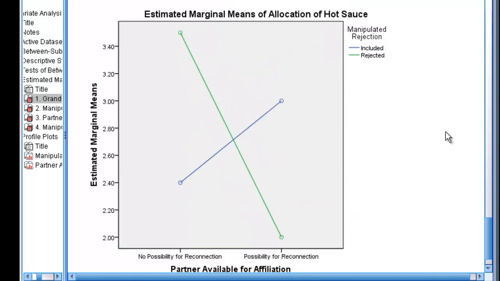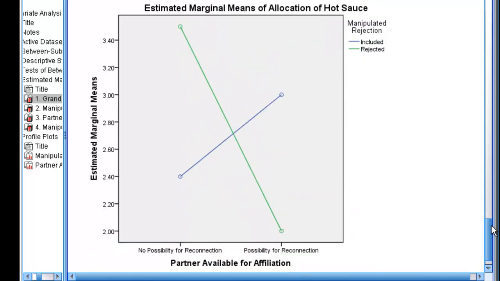We can look at the graph another way here. Same information, just presented a different way. This is when there is no possibility for reconnection. When there's no possibility for reconnection, rejected people aggress more than included people.